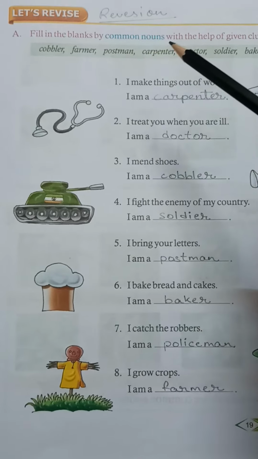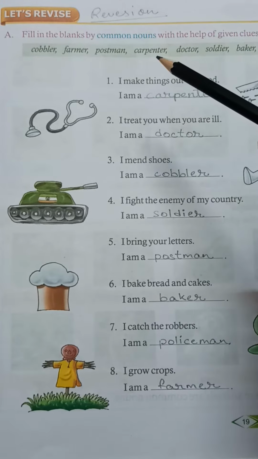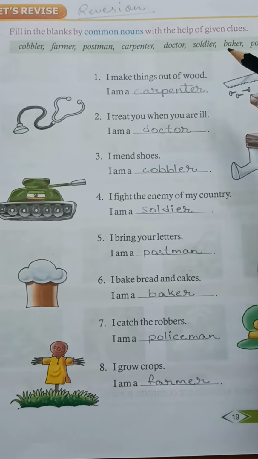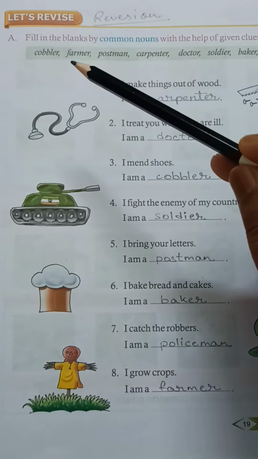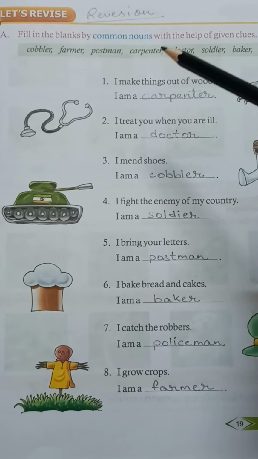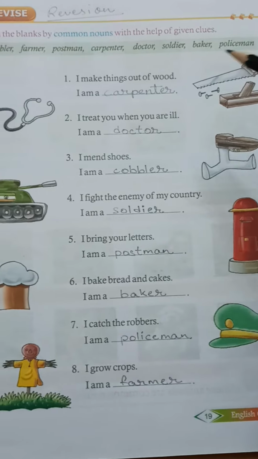Fill in the blanks by common noun with the help of given clues. It's been said here, you have to fill the blanks with the common noun, which have been given in the clues here. You can see what are the common nouns: cobbler, farmer, postman, carpenter, doctor, soldier, baker, policeman.